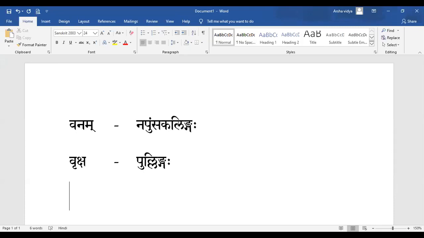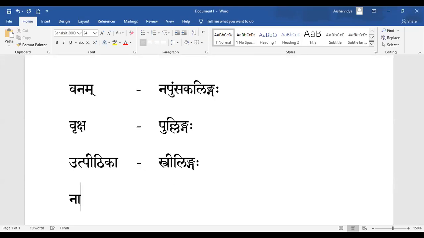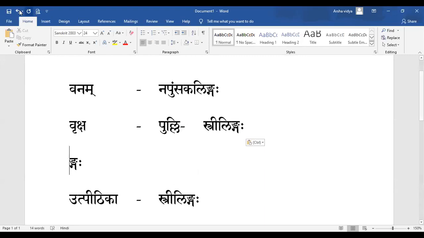And table, I gave another word, writing table. That is utpitika, which is a strilinga word. So vriksha is pullinga, vanam is napumsakalinga, utpitika is strilinga. Even the word nasika is strilinga only. Nasika means nose. Whether it's the nose of a male or female, nasika is strilinga only.